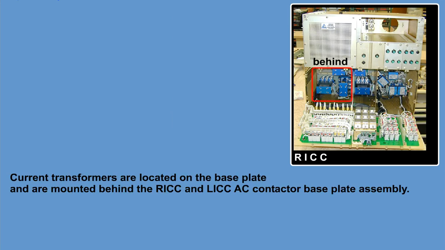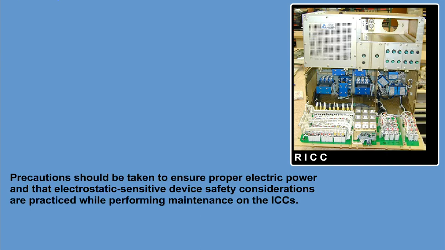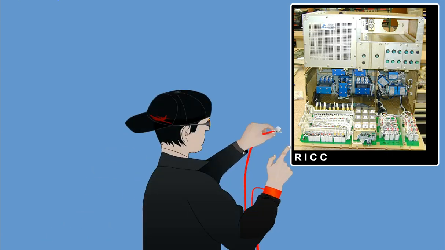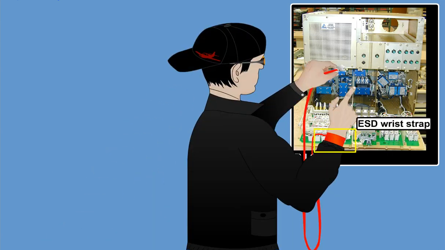assembly. Precautions should be taken to ensure proper electric power and that electrostatically sensitive device safety considerations are practiced while performing maintenance on the ICCs. An ESD wrist strap should always be worn during removal of external power modules and generator control units, as these line-replaceable modules are static-sensitive modules.